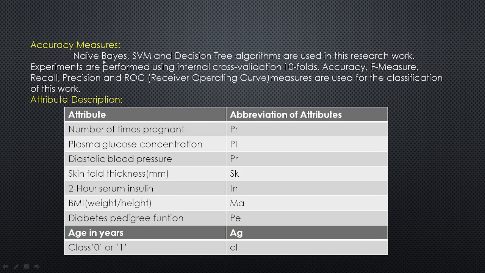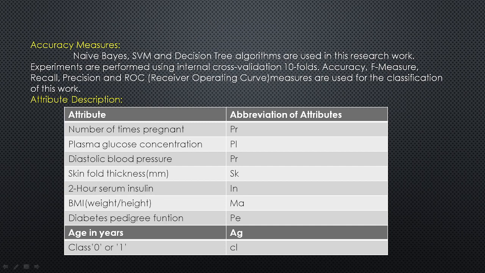Next is accuracy measures. Naive Bayes, SVM, and decision tree algorithms are used in this research work. Experiments are performed using internal cross-validation with 10 folds. Accuracy, F measure, recall, precision, and ROC, which means receiver operating characteristic measure, are used for the classification in this work.